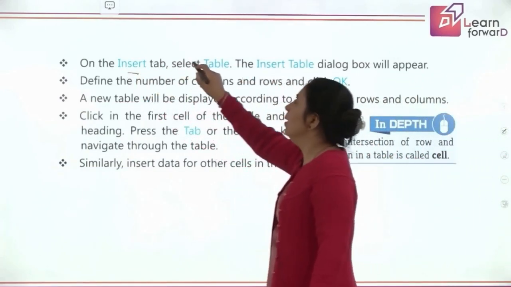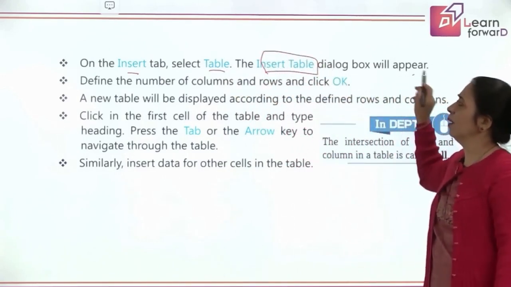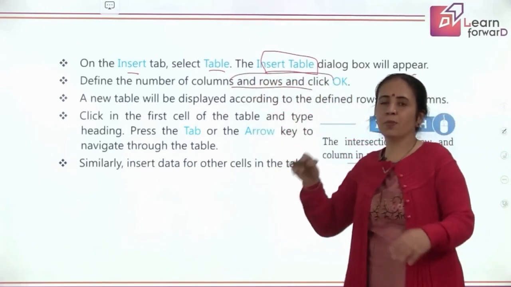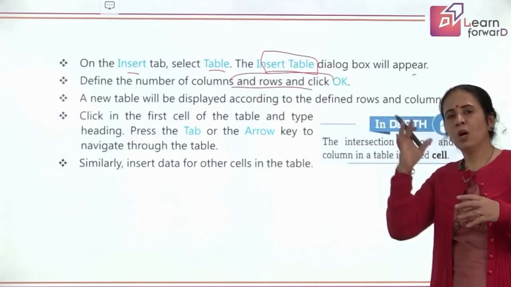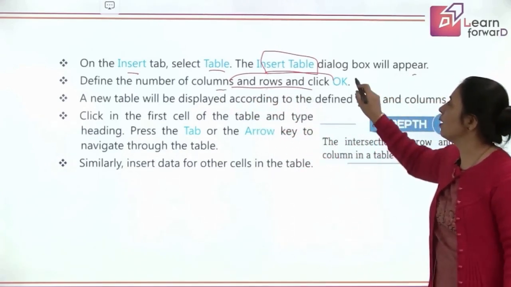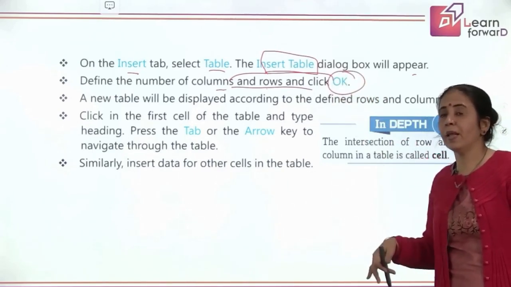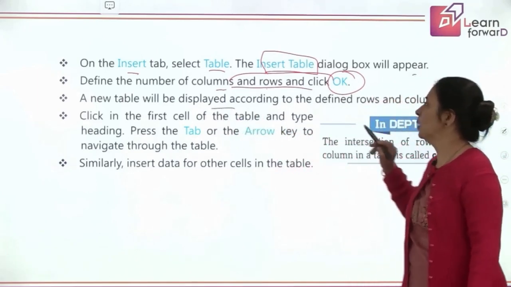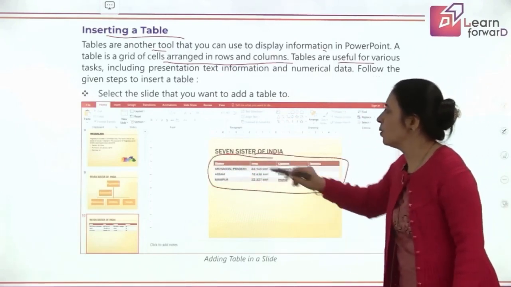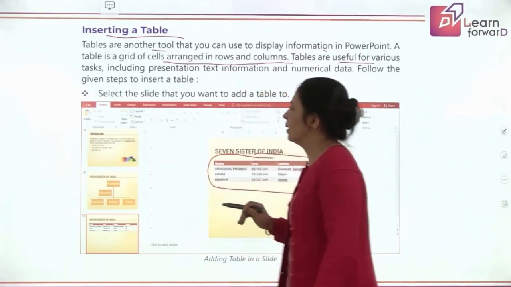In the Insert tab, you will find Table, and the Insert Table dialog box will appear. Now define the number of rows and columns which you want to insert. Suppose you want to add 5 rows, 3 columns or 10 columns, 2 rows. So just mention how many rows and columns you want to insert and finally click on the OK button. As you click on the OK button, a new table will be displayed on the screen as you have specified, right?